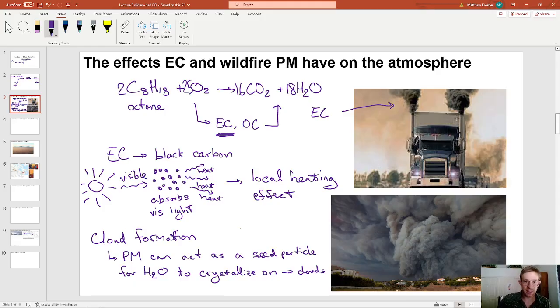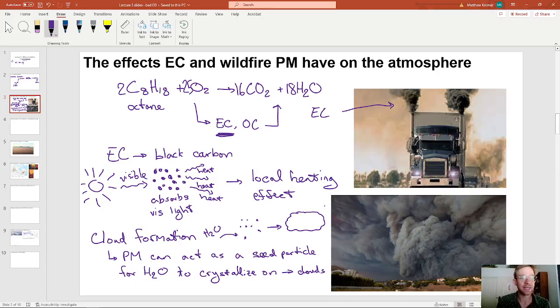So these particulates, I'll just draw it again as these little dots, can allow water molecules to essentially bind to them and start to crystallize around them, something that's called a seed crystal or a seed particle, and this ultimately will result in cloud formation.